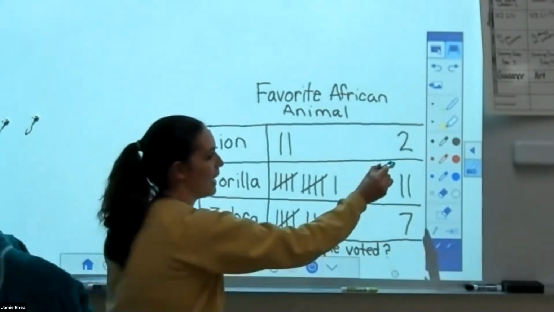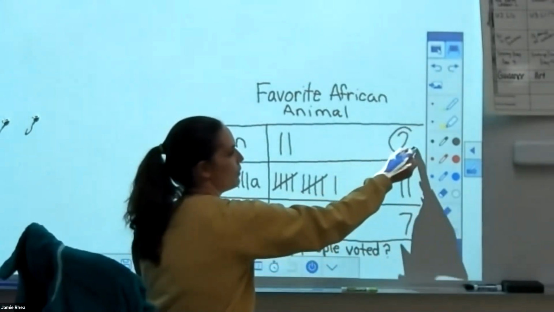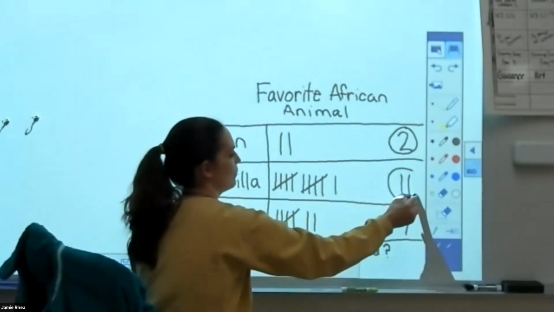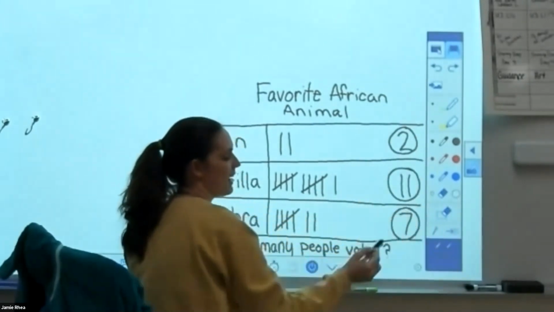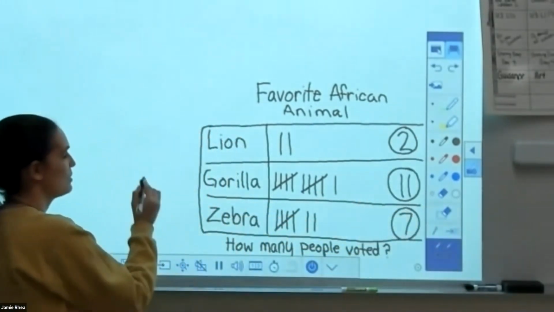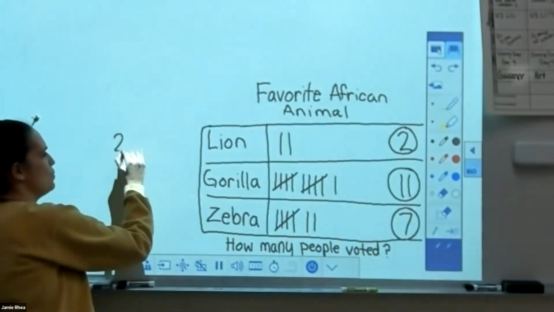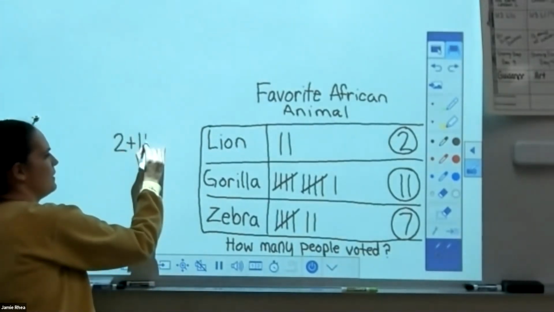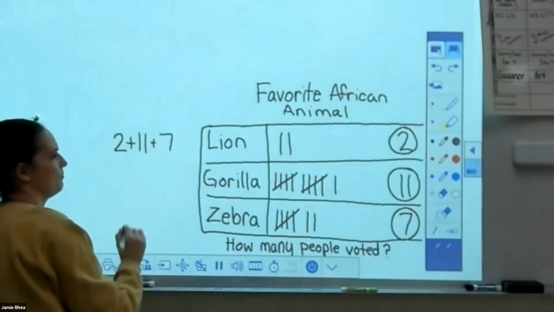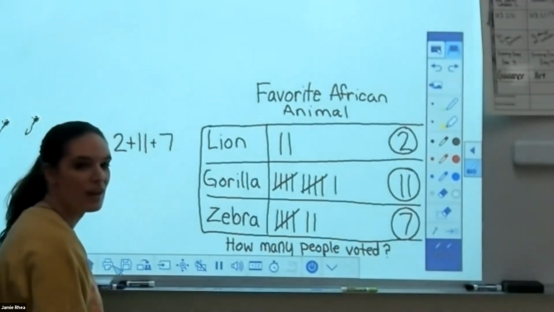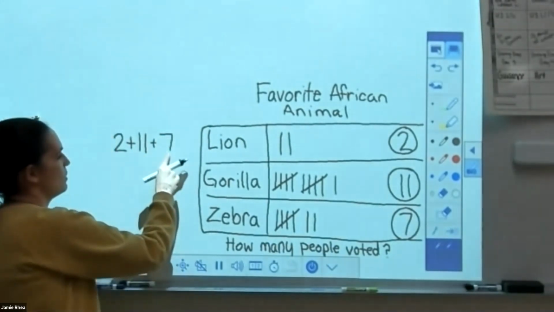I have to look at how many people voted for lion, gorilla, and zebra, and I have to add them all together. So I would have to say 2 plus 11 plus 7. And I would have to solve that. So let's do this. Let's see.